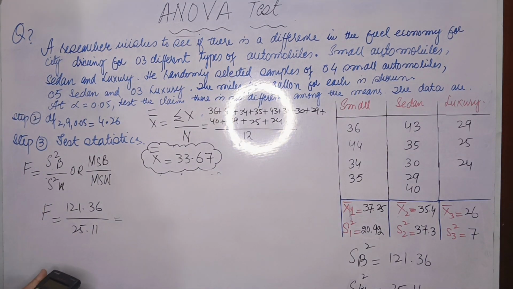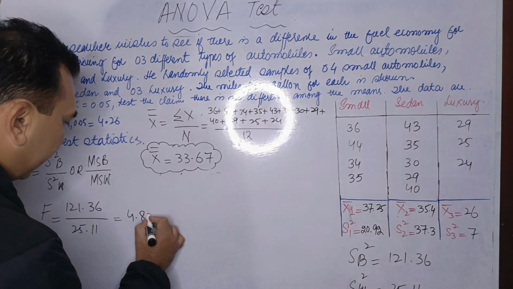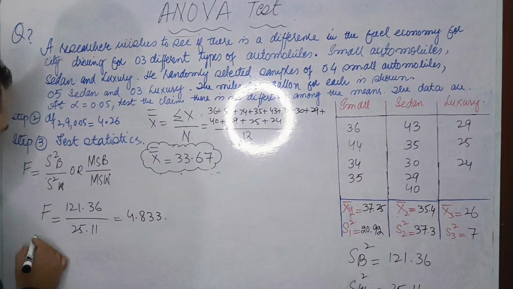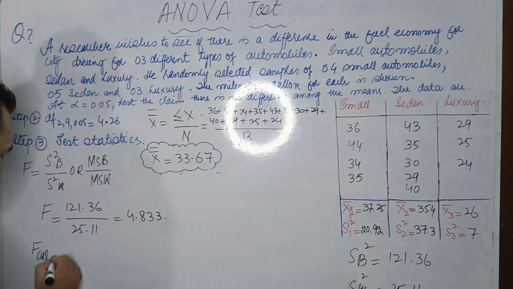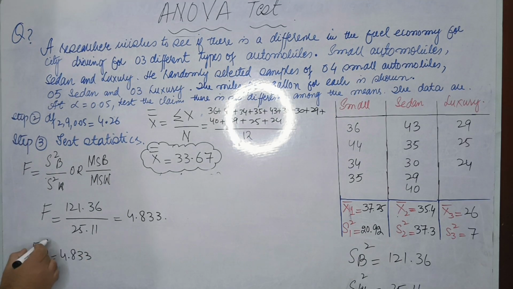So 121.36 divided by 25.11 comes up as 4.833. Okay. Now this is the F calculated value. The F calculated value is 4.833.